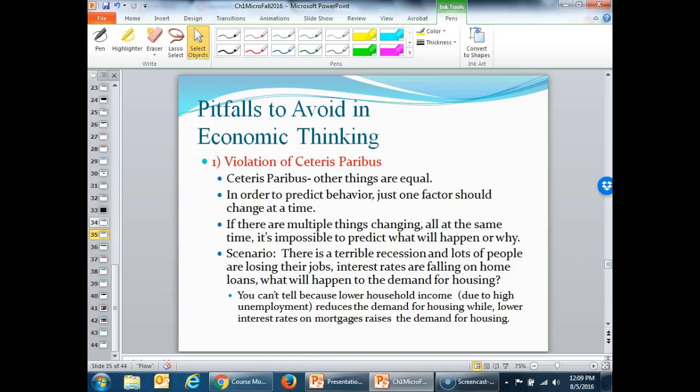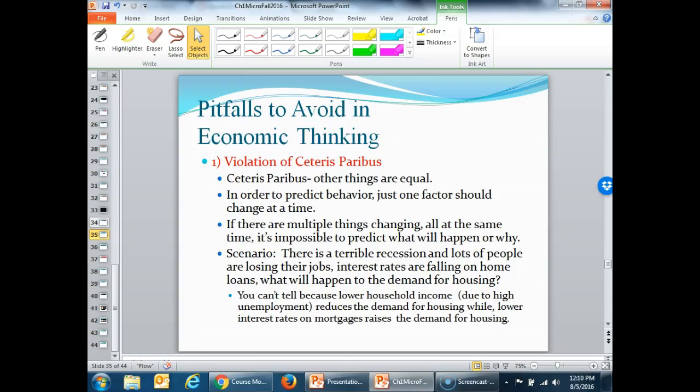So, pitfalls to avoid in economic thinking. We have ceteris paribus, which basically means everything has to be equal except for a single variable that changes. And this is because then economists can make a prediction. We can't make a prediction with 12 different things changing. We can make a prediction if one thing changes.